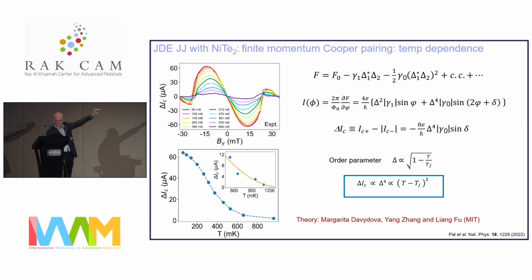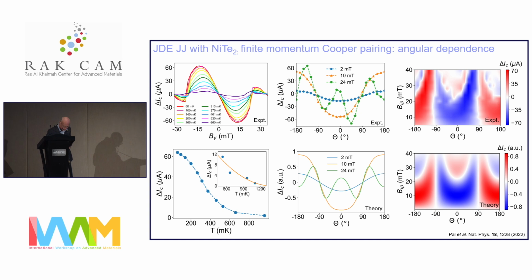So this very characteristic field dependence and temperature dependence can be accounted for through this finite momentum Cooper pairing induced, we assume, by the spin polarized topological surface states through Rashba effects. So it's really a very interesting phenomenon. I don't think I want to discuss this in detail.